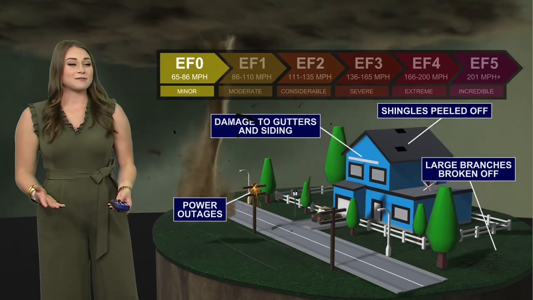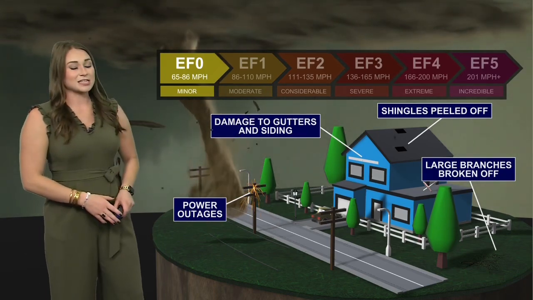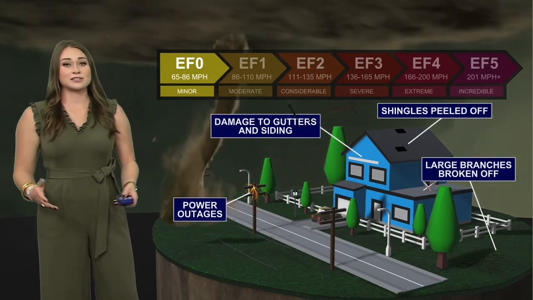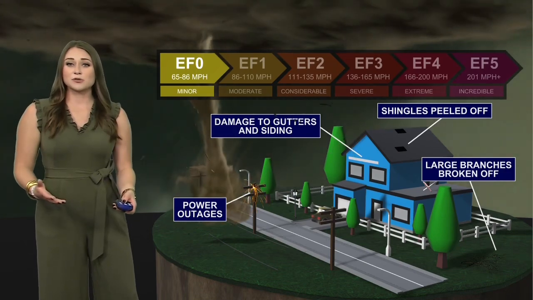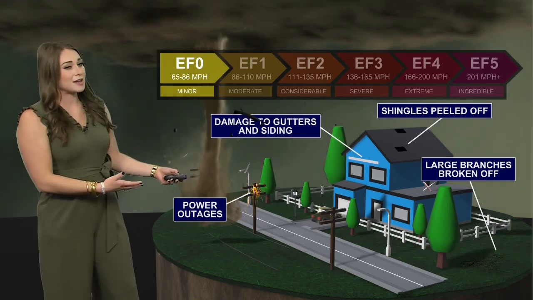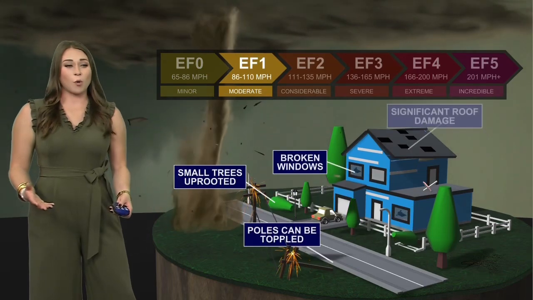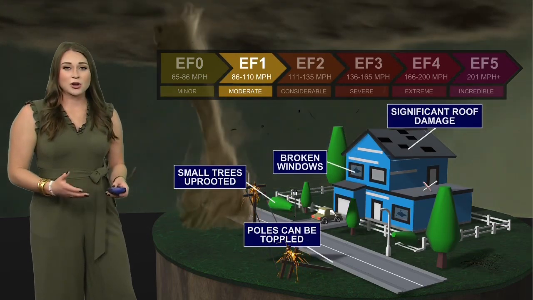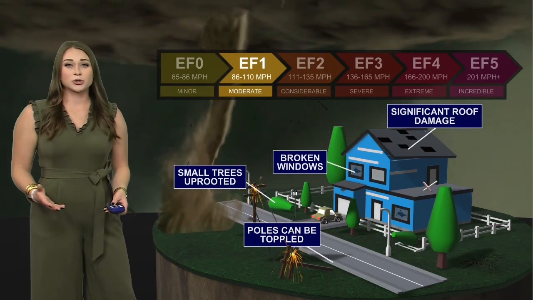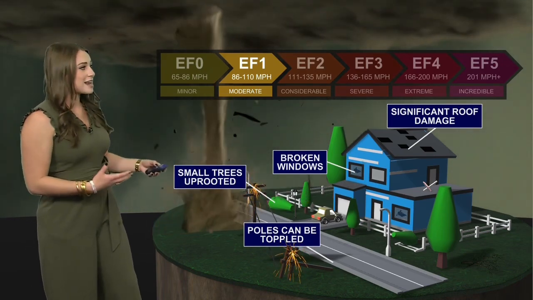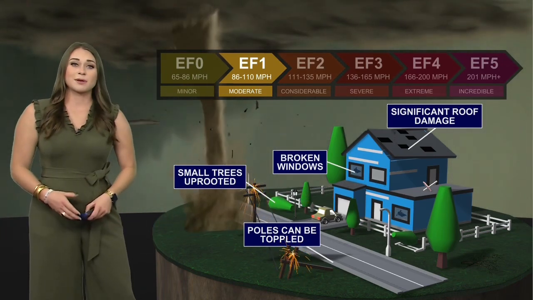So first is an EF0 moving 65 to 86 miles an hour, damage to gutters and siding, power outages, shingles peeled off, large branches broken off as well. Next is an EF1 tornado, 86 to 110 miles an hour, small trees uprooted, broken windows, significant roof damage, and poles can be toppled over.